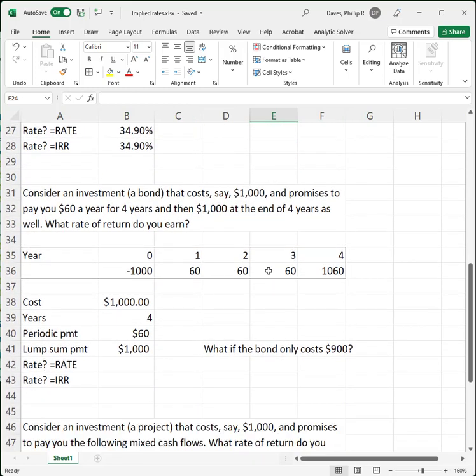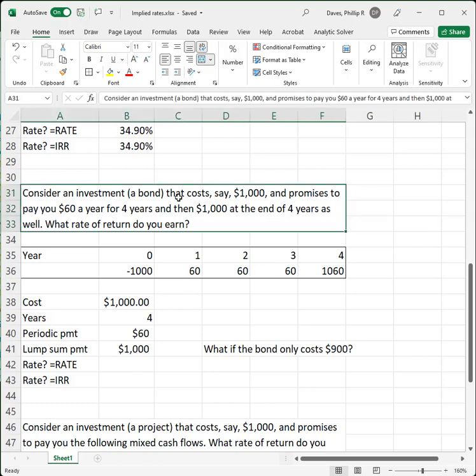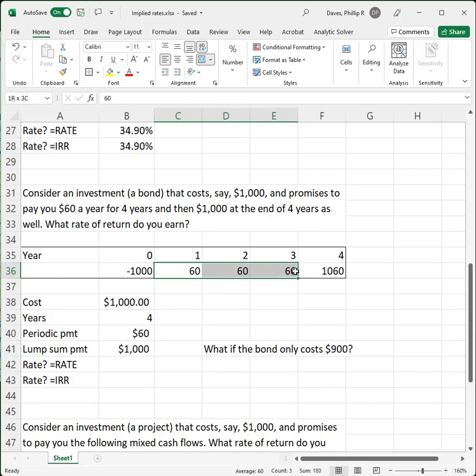Now let's consider another one. In this case, it's another investment, but it looks like a bond that costs, say, $1,000, and this bond is going to promise to pay you $60 a year for 4 years, and then it's also going to pay another $1,000 back to you at the end of 4 years as well. Now, this is the way corporate bonds and U.S. government bonds work. They pay an amount, it's really an interest payment, every year, in this case 60, 60, 60, 60, and then they pay a lump sum at the end of the time period, which is also called the principal amount or the face value.